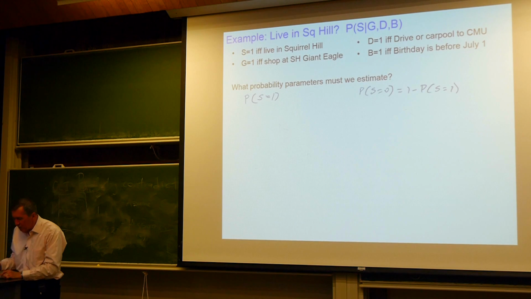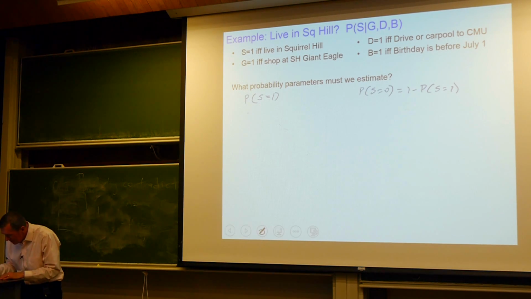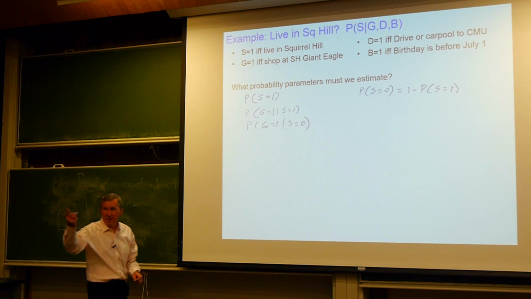And then for G, for this one, what will I need? For P of G given S, I'm going to need a bunch of terms, right? I need P of G equals 1 given S equals 1. I need P of G equals 1 given S equals 0. Right? I need that as an additional one we're going to estimate.